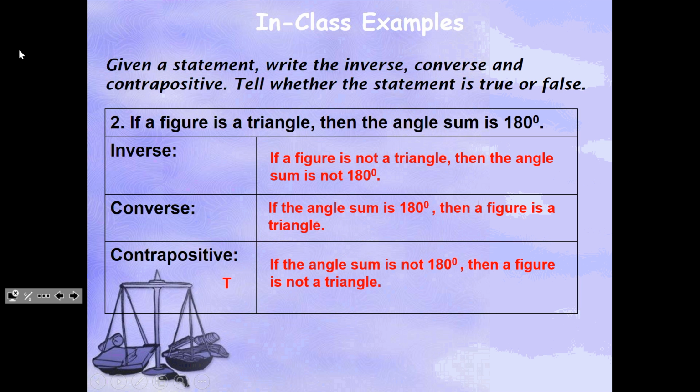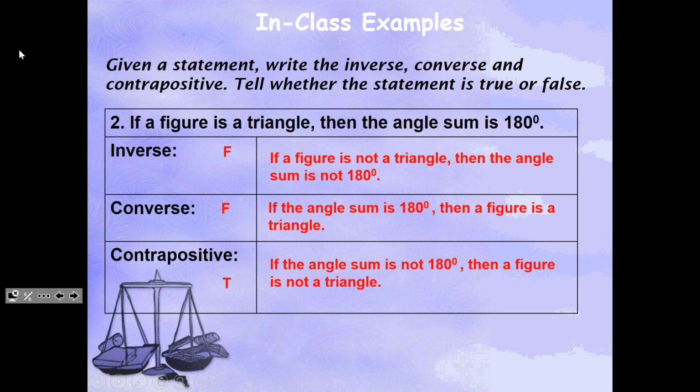So, in this case, our conditional and contrapositive were true, but our inverse and converse ended up being false. Because although, yes, a triangle is 180 degrees, there are other figures that can also be 180 degrees. All right.